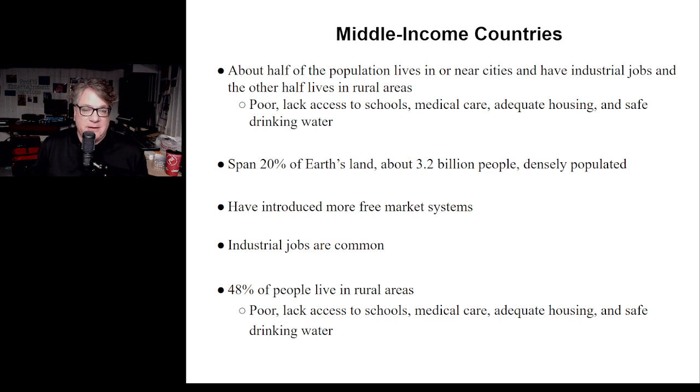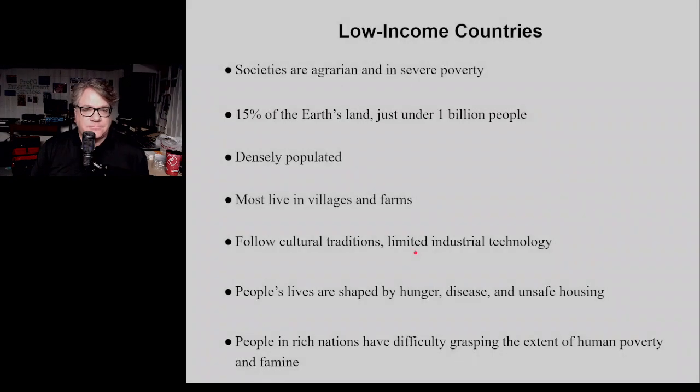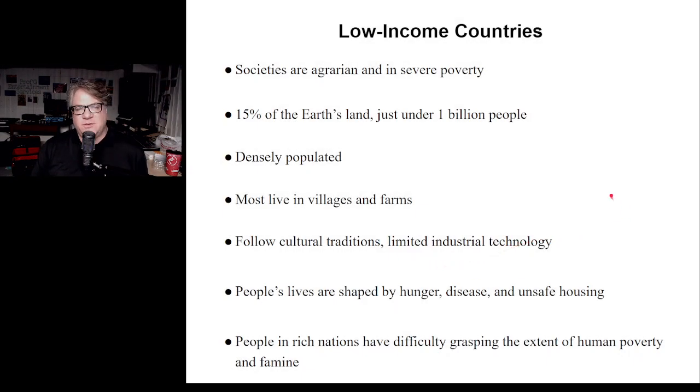So, about half of people live in the cities, about half live in rural areas. And as you can see, that last bullet point draws attention to what that means. Low income countries are largely agrarian, which means agricultural. 15% of the Earth's land area, under a billion people. There's been a lot of advances in addressing basic health needs of people in low income countries. There's been a lot of advance in the last 20 years. Still densely populated, live in villages and farms.